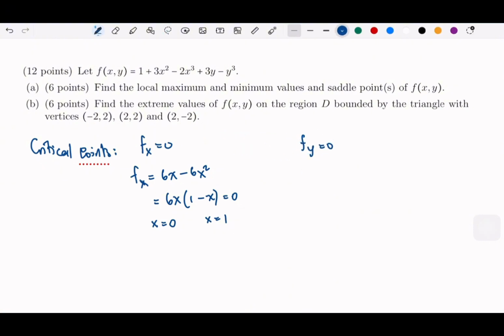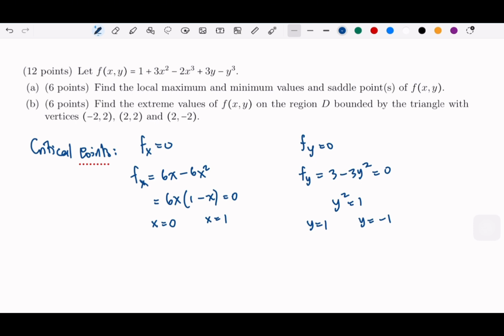Now the other part is partial y is 0. So first we derive this partially. So this will be 3 minus 3y squared, and let this become 0. So that's equal to 0. So y squared is equal to 1, so y can be equal to 1, or y can be negative 1. So from these 4 values, we can have some possibilities.